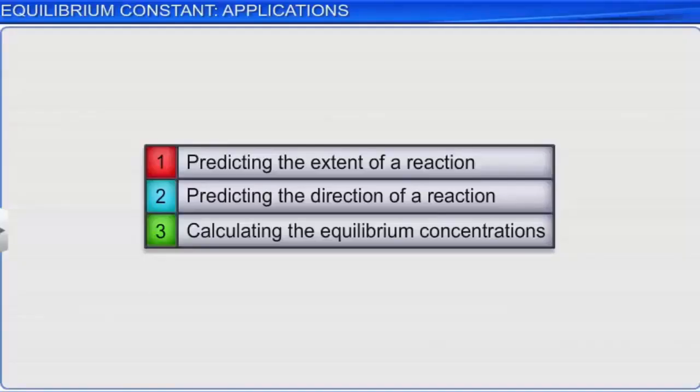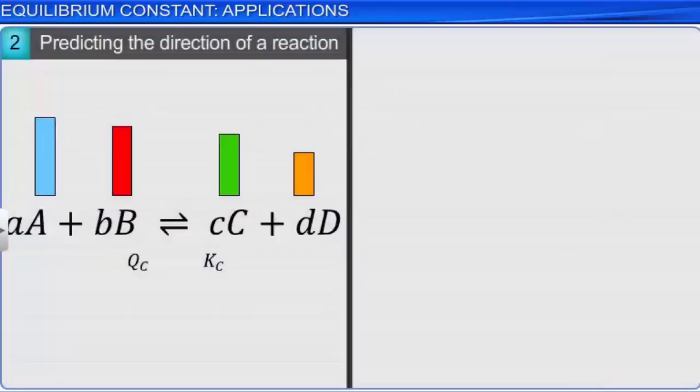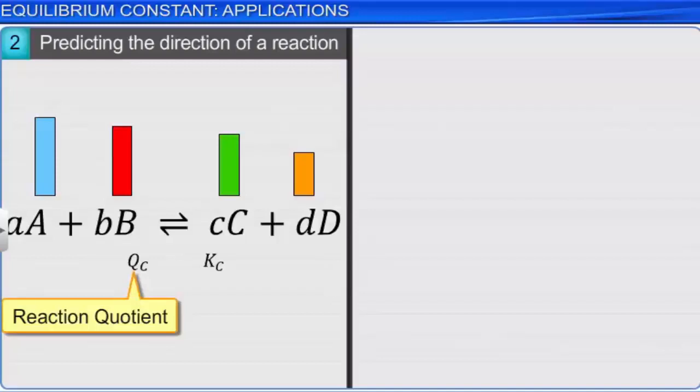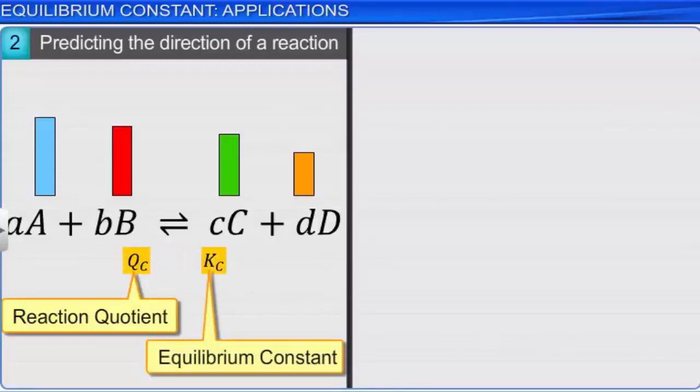Let us now look how equilibrium constant helps in predicting the direction of a reaction. This is done by comparing the reaction quotient QC with the equilibrium constant Kc. So, for predicting the direction of a reaction, you also need to have knowledge of the reaction quotient. Let us first learn what reaction quotient is.